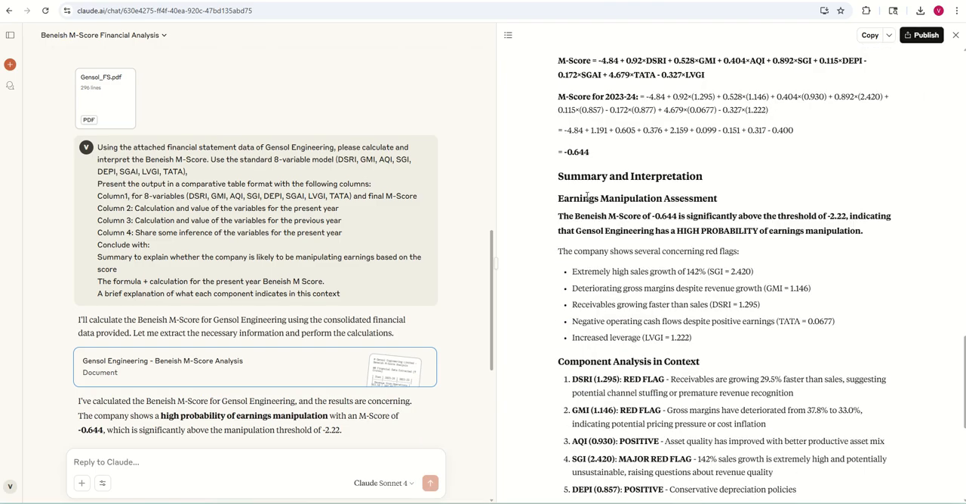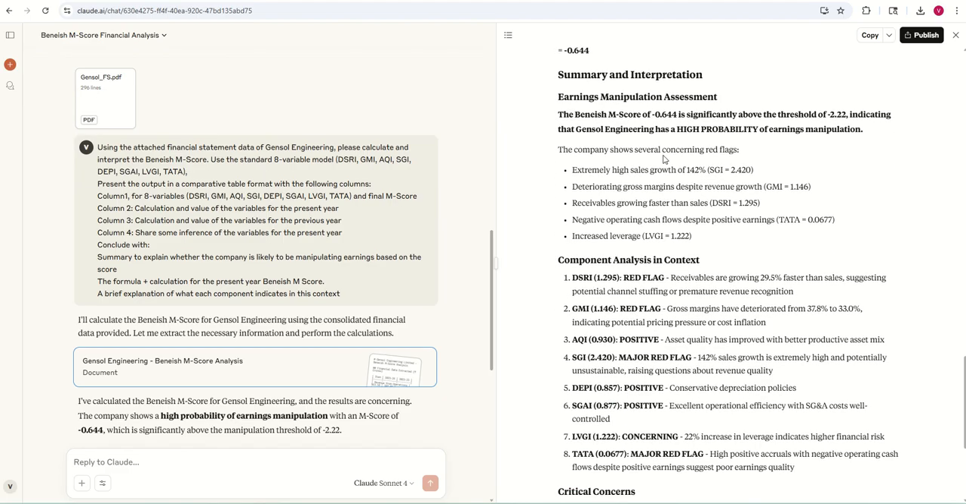So what does the summary say? What does the assessment say? The Beneish score is significantly above the threshold of minus 2.2, indicating that Gensol Engineering has a high probability of earnings manipulation. The company shows several concerns: extremely high sales growth, deteriorating gross margins, receivables growing faster than sales, negative operating cash flows, and increasing leverage.